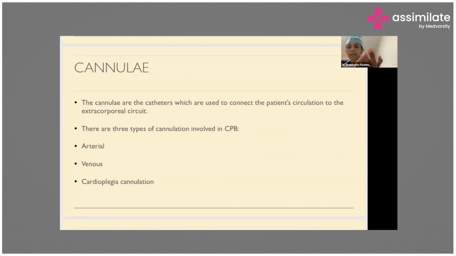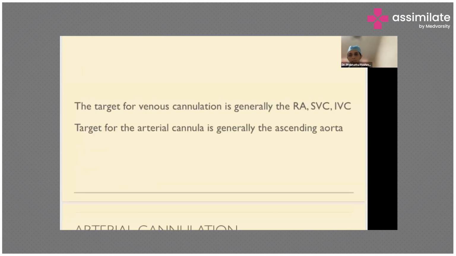And venous can be in the right atrium if we don't have to open the right atrium. In case we need to open the right atrium, then we are going to cannulate the superior and inferior vena cava. Cardioplegia solution has to be given to the heart in order to stop the heart. So this cannulation is done in the aorta. So the target for venous cannulation is generally right atrium, SVC or IVC. And like I said, arterial cannulation, usually it is ascending aorta.